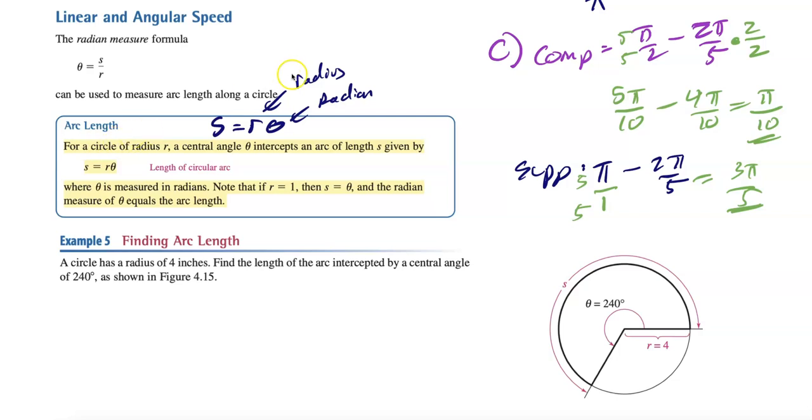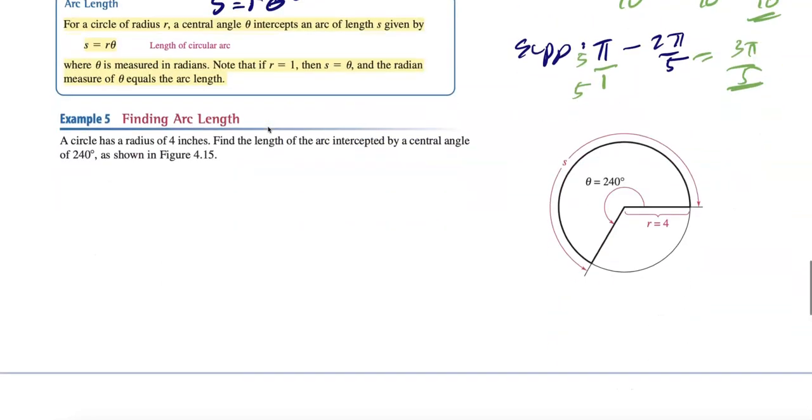Now, it has to be in radians. In degrees, it's a totally different formula. It's the same type of formula, but it changes a bit. This simple formula only works in radians. So let's go here. A circle has a radius of 4 inches. Find the length of the arc intercepted by it. We're trying to find the length of this arc, the angle of 240. So our formula is r theta, and r is 4, so it's just 4 times theta.